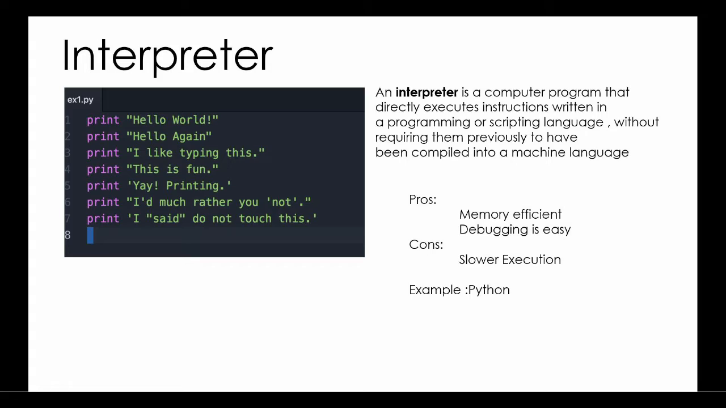Unlike compiler, no intermediate object is required. Hence, it is memory efficient. It keeps on running the program until the first error is met, in which case it stops. Hence, debugging is much easier.